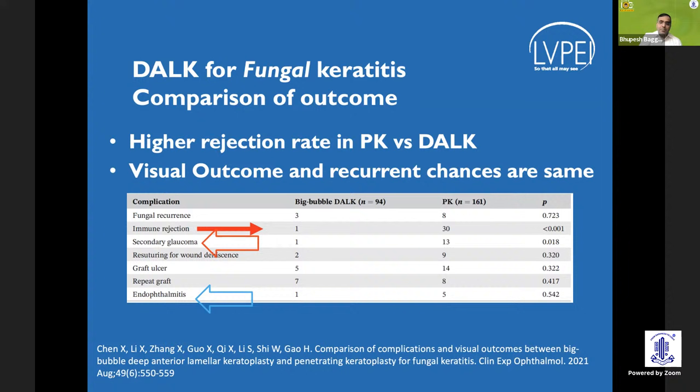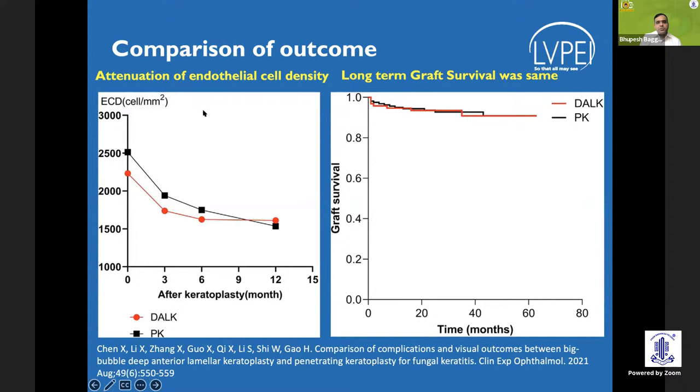But if you see the selection criteria, they are much more anterior to mid-stromal cases. They also compared the attenuation of endothelial cell count. As expected, they showed that in DALK the endothelial count was stable after 6 months, versus PK, where it was continually decreasing, with the long-term survival of the graft as per the group till 18 months being the same.